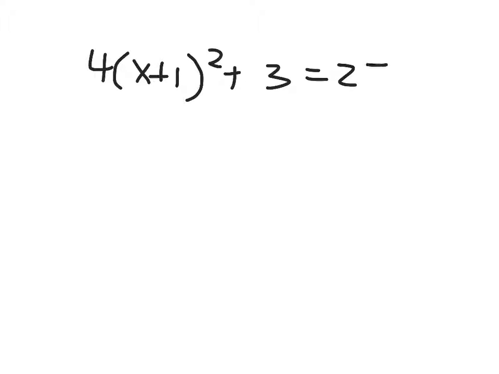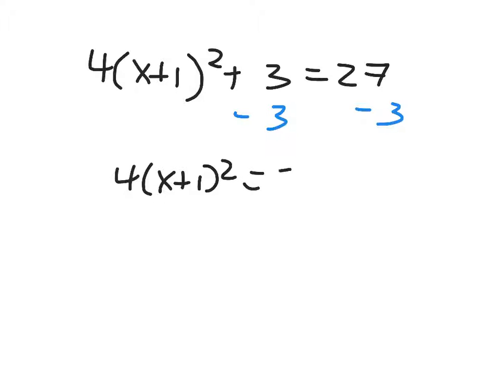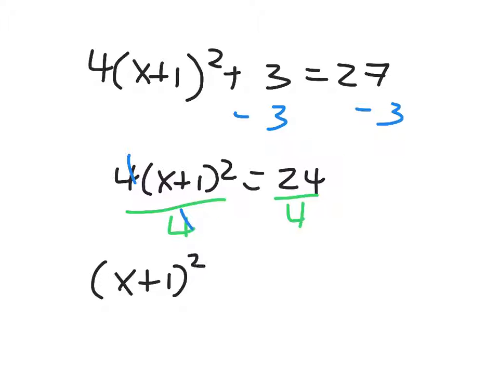All right, the third problem is the following. We've got 4 times (x plus 1) squared plus 3 equals 27. Similarly, we're going to want to get rid of this number right here. In this case, it would be a matter of subtracting it. So we end up with 4 times (x plus 1) squared equals 24. Then, similar to the last problem, we're going to divide by 4. And that would cancel this with that, leaving us finally, or at least for now, with (x plus 1) squared equals 6.